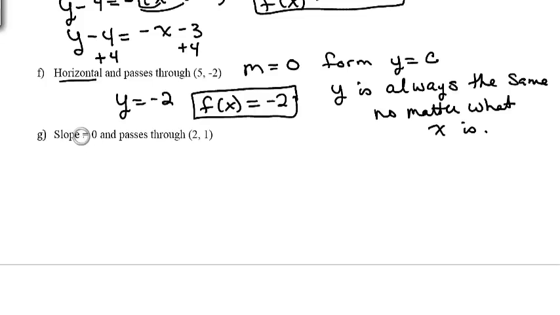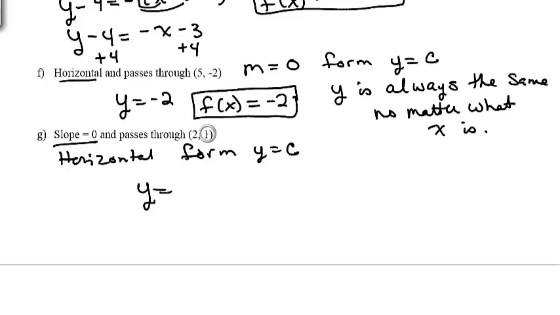The last one, we have a slope of 0, and it passes through the point (2, 1). So again, a slope of 0 means that it's horizontal, and it has the form y equals c. This time y is equal to 1, the y-coordinate of the point that it passes through, and so function notation for that would be f of x equals 1.